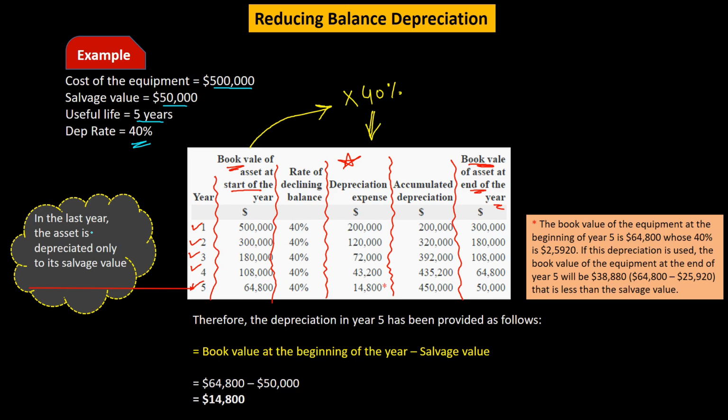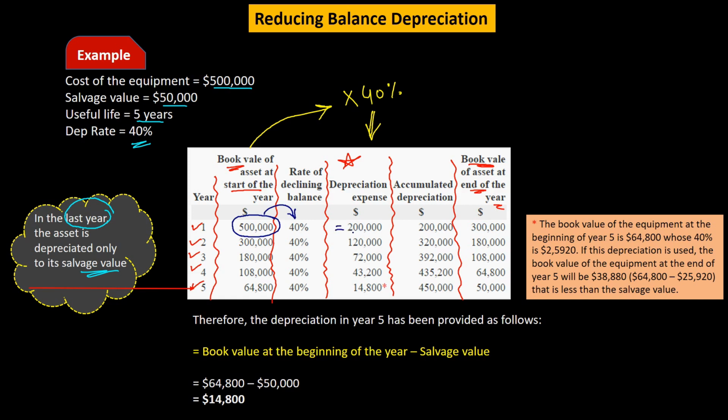But here we have one exception. In the last year of the asset, we will depreciate it only up to its residual value. So please let me explain how we are making this table. It is the cost of our equipment and we are multiplying it with 40%, right?